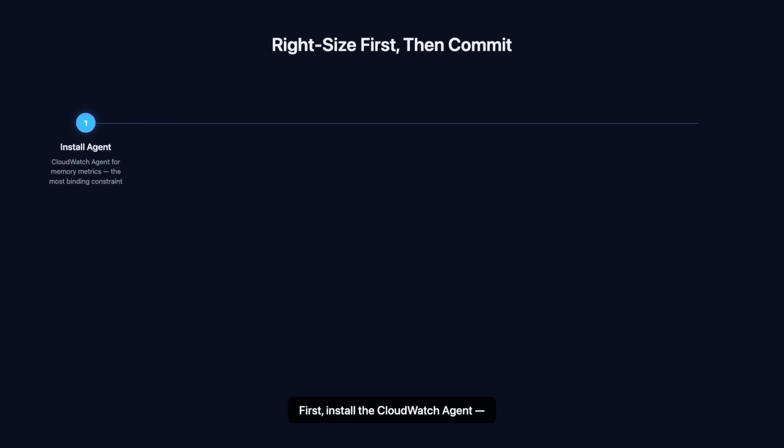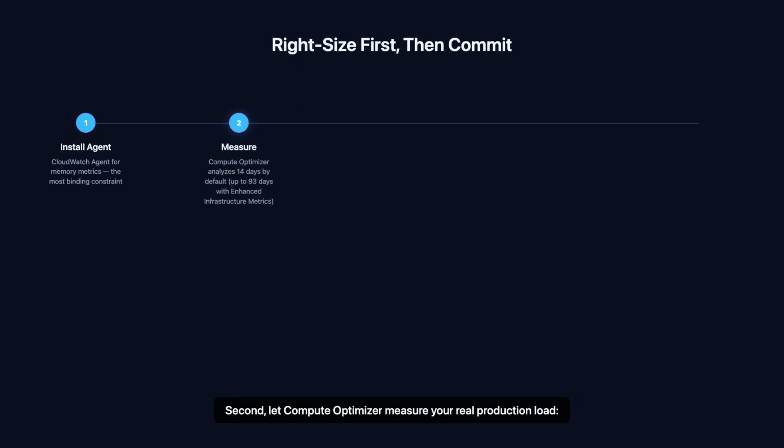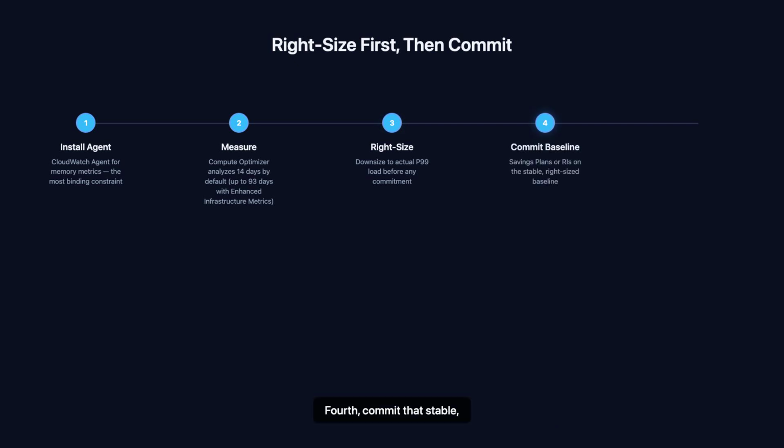First, install the CloudWatch agent. Without it, recommendations have no memory data, and memory is the constraint that most often binds. Second, let Compute Optimizer measure your real production load, 14 days by default, up to 93 with enhanced infrastructure metrics. Third, right size to your actual 99th percentile usage. Fourth, commit that stable, right-sized baseline to savings plans or reserved instances.